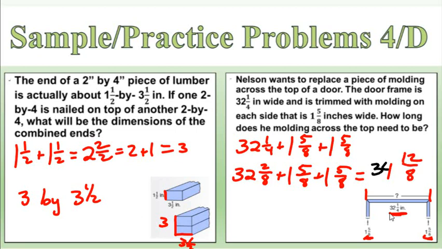I can simplify 12/8. First, let's simplify it. So I can divide by 4/4, and that would give me 3/2. 3/2 is the same as 1.5 plus the 34 we have. We would have an answer of 35.5 inches.